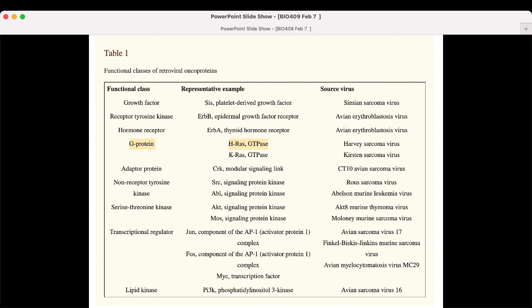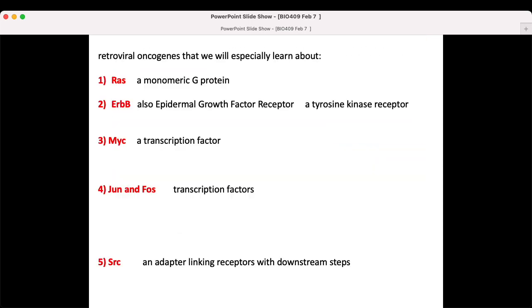So here's a list of some of them, and it talks about what they normally do, what category they're in, and then an example of one of the oncogenes, and this is RAS. In us, there are 3 different RASes, so it's got a couple of different RASes listed there. There's a set of those, okay? So here's just a little table. I think these are the retroviral oncogenes that we'll learn about.